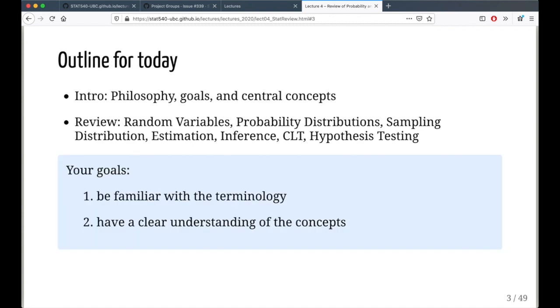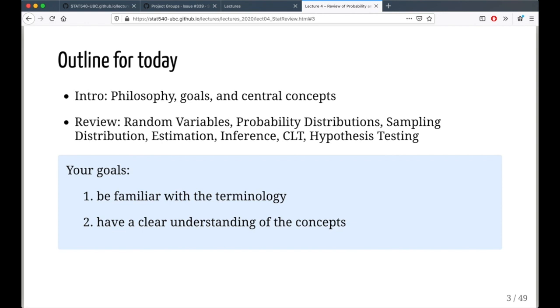All right, so for today, as I said, it might be mostly a review. I'm going to go over some philosophy about the field of statistics, go over our goals for this lecture, and review central concepts. The review of the central concepts is going to include random variables, probability distributions, sampling distributions, estimation and inference, the central limit theorem, as well as hypothesis testing.